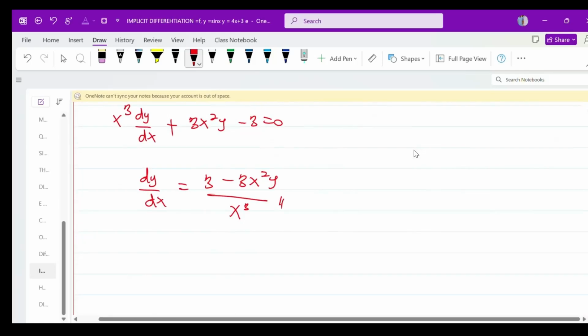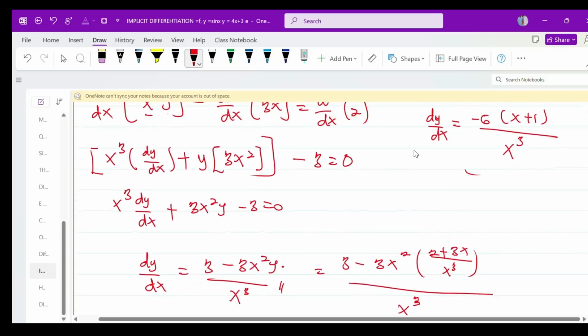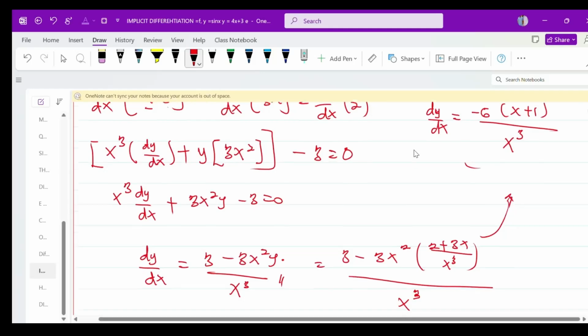Okay, so you're going to get (3 minus 3x squared) multiplying (2 plus 3x) over x cubed, all over x exponent 3. Now, when you break this down, you're going to get this one. Okay, so the answers are the same.